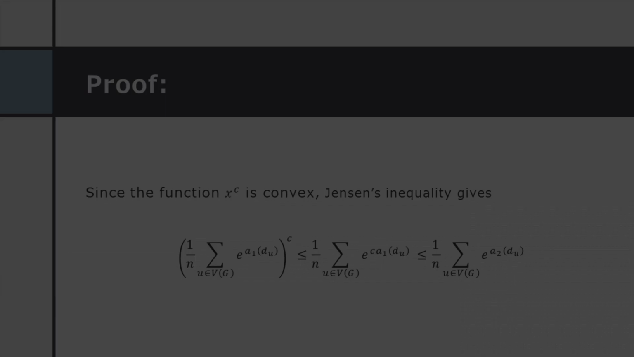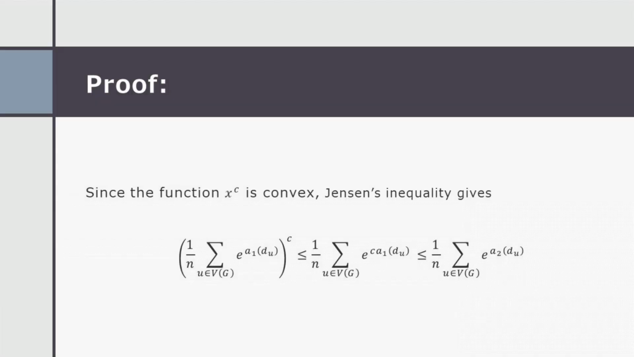For the proof of this result, we use the convexity of the function x to the power of c, thus Jensen's inequality gives this first inequality. The second inequality is given because the exponential is an increasing function. From this, we obtain the desired result.